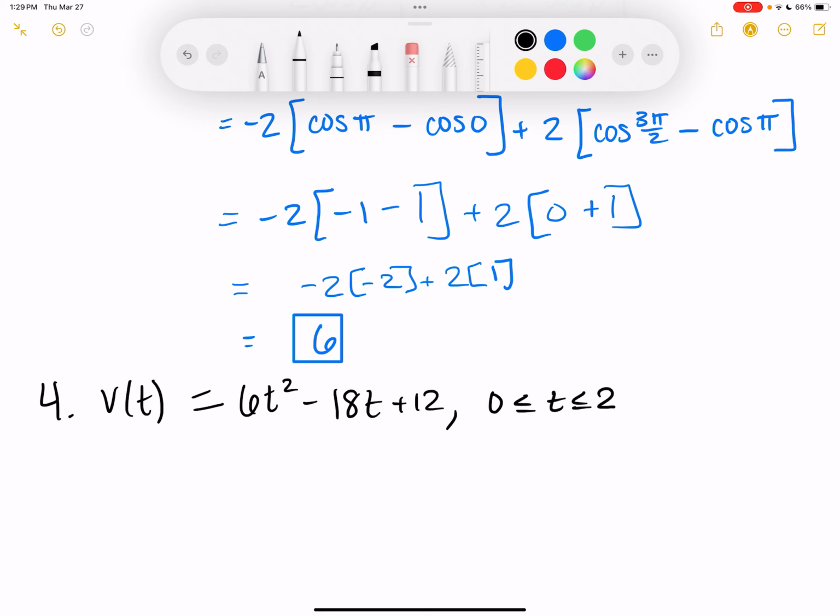Factor. That's all my mind sees. For part A, I don't know what part A is. Determine when the particle is moving to the right, left, and stopped. Set it equal to 0. And factor. So 6t squared minus 18t plus 12 equals 0.